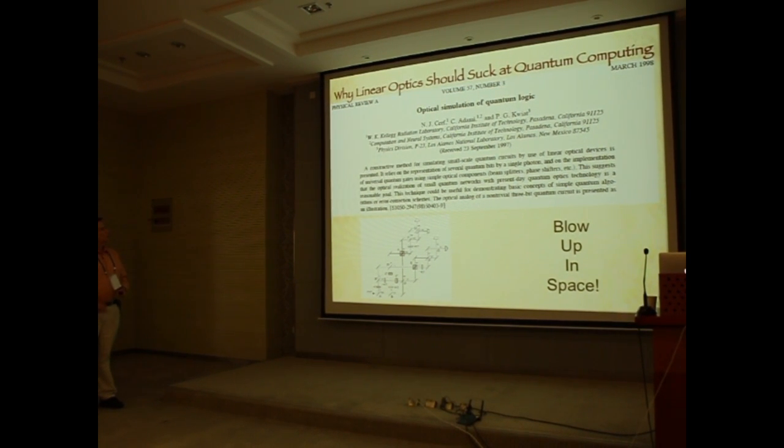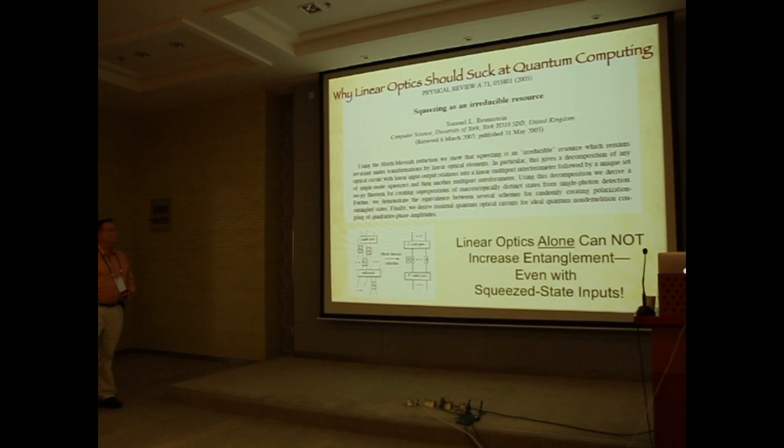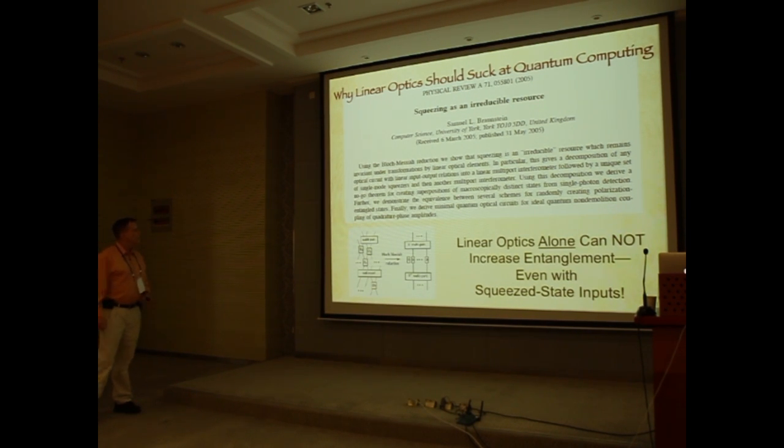So after you see a number of these papers and write some yourself, you begin to think linear optics is good for nothing. You have to do something with feed forward and so forth. And then this paper basically says we have a bunch of squeezers and so forth, squeezed-light sources with passive linear optical devices in the middle. You can't do anything with that either.